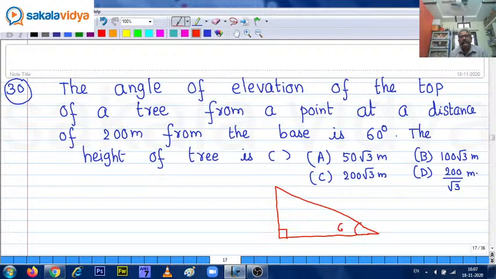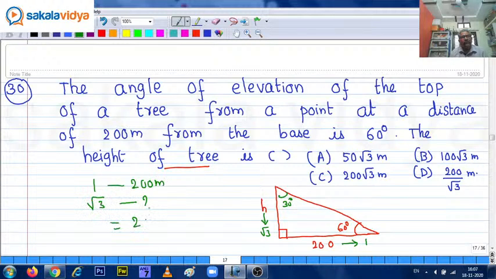This is 60 degrees. So the height of the tree we need to find out, H. This is 200. So that means 60 means it must be how many parts? Root 3 parts. This will be 30. 30 means this must be 1 part. That means 1 part is equal to 200 meters. For root 3 parts, how much? 200 into root 3. The answer is 200 root 3 meters. So that means C is the right option.